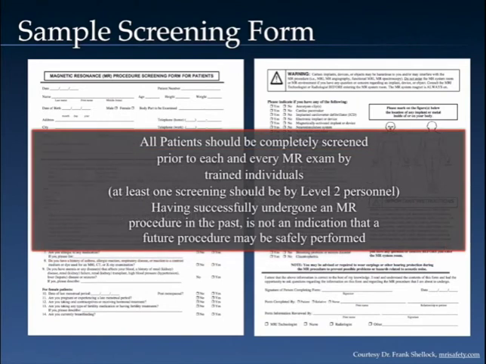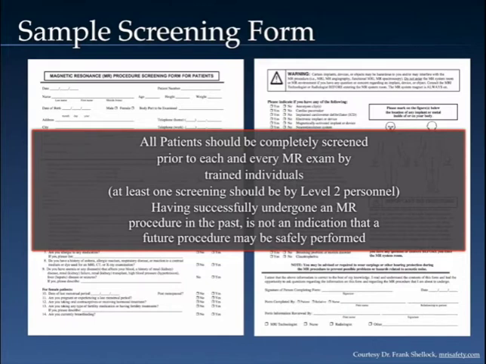All patients should be completely screened prior to each and every MR exam by trained individuals. And this is from the ACR guidance document. And I want to point out something here, very important, I think. Not only each and every MRI exam, but also trained individuals.